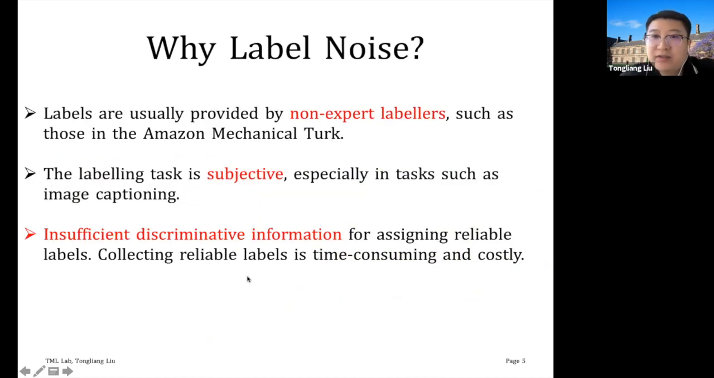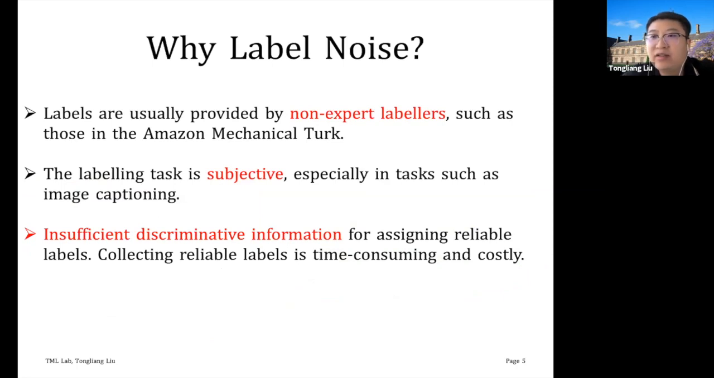There are many other reasons which will cause label noise. We just summarize three here. The first one is that, to label large-scale data sets, many of the labelers are non-expert. They are non-expert, so the quality cannot be guaranteed. The second reason is that the labeling task itself is subjective.